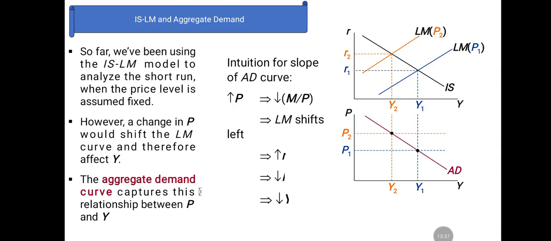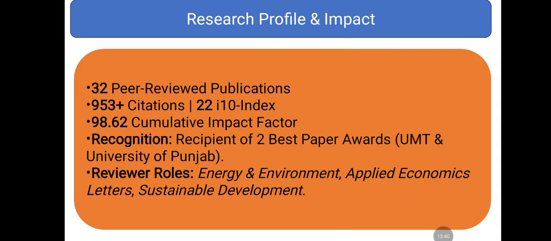Now we discuss my research focus. My research profile is 32 research papers, and 17 research papers are published in Web of Science indexed journals, while the remaining papers are published in Y category journals. My total citation is 953, with an i10 index of 22, and a cumulative impact factor of 98.62, and two best paper awards, one at UMT and the other at University of Punjab.